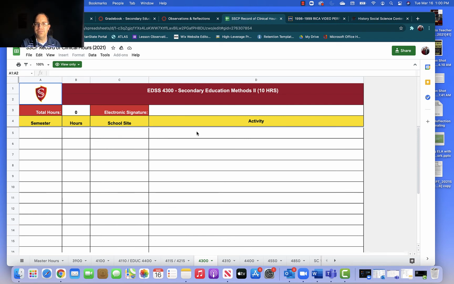And when it comes to activity, very brief. What did you see? Basically summarize what you observed. And then the second piece is, what did you learn? And you could probably do that within 2 to 3 sentences. And so that's all that needs to be included there.